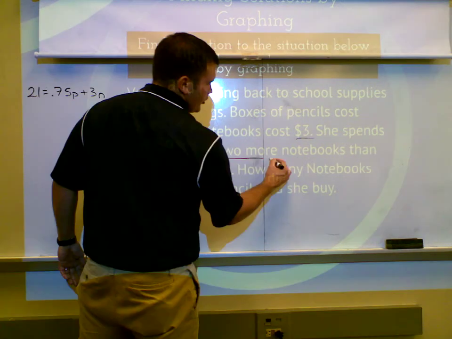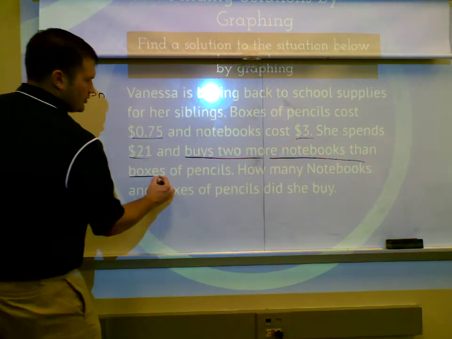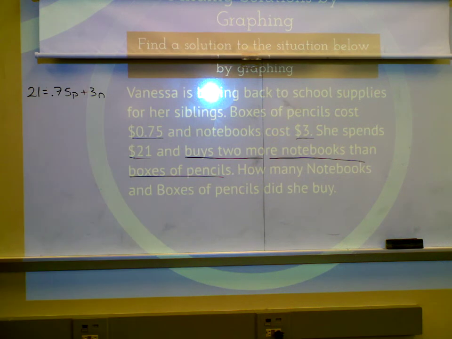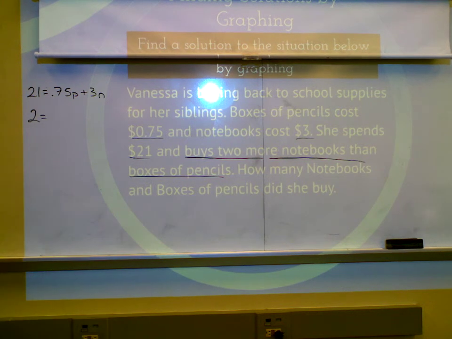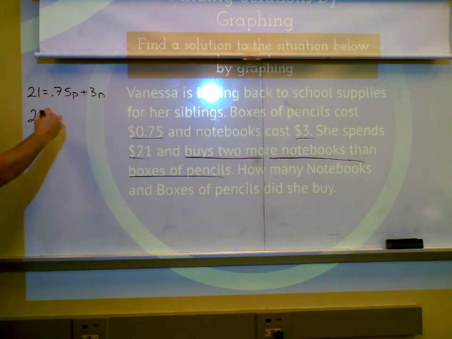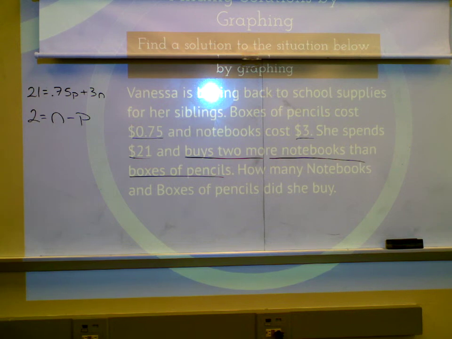She buys 2 more notebooks than boxes of pencils, right? So if she has 2 more notebooks than boxes of pencils, that means 2 equals something, right? What does 2 equal? What does she have more, notebooks or pencils, Faith? Notebooks. So is it P minus N or N minus P? N minus P, assuming N is the notebooks and P is the pencils. So those are our two equations, right?